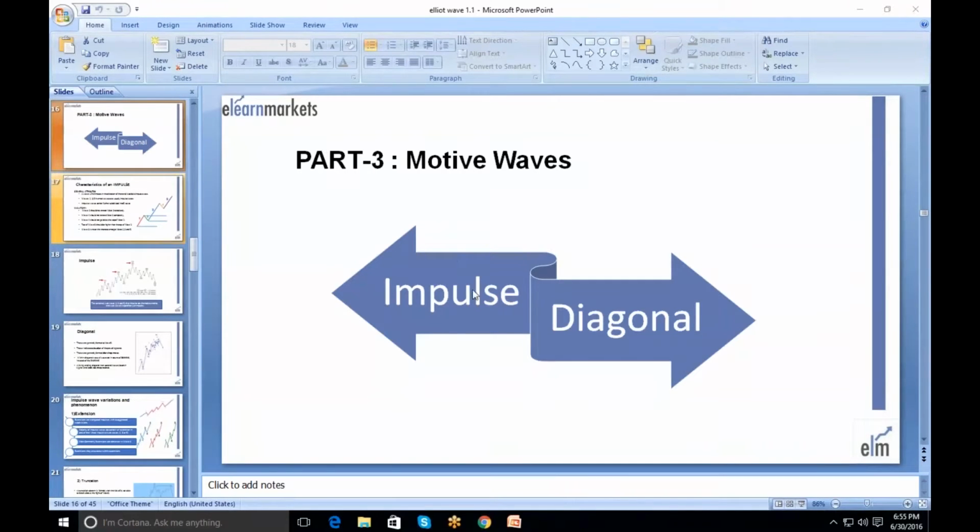Alright, so yeah, the difference between the impulse and the diagonal. In an impulse wave, wave 4 will never touch the territory of wave 1, but in a diagonal, wave 4 will always enter the territory of wave 1, and an impulse has a breakup of 5 3 5 3 5, whereas a diagonal has a breakup of 3 3 3 3 3.